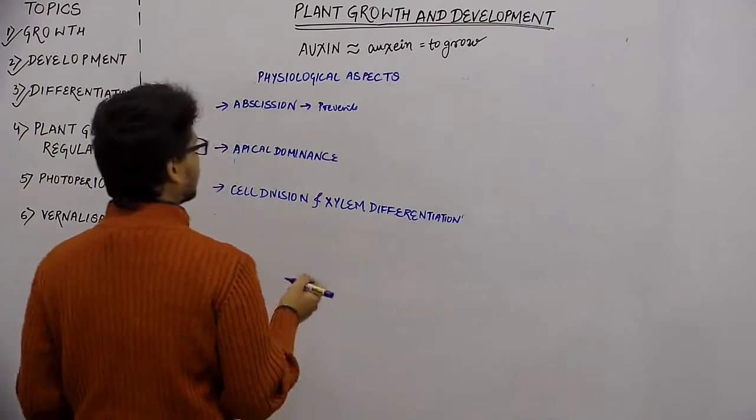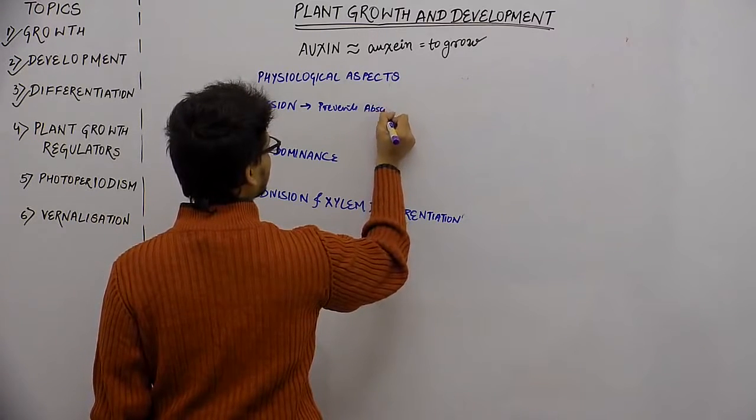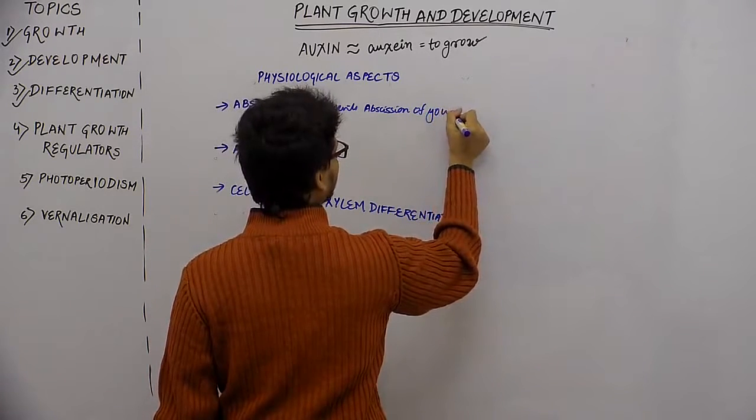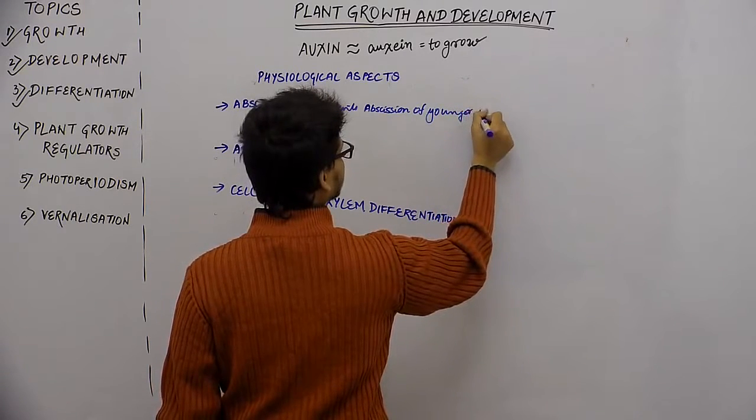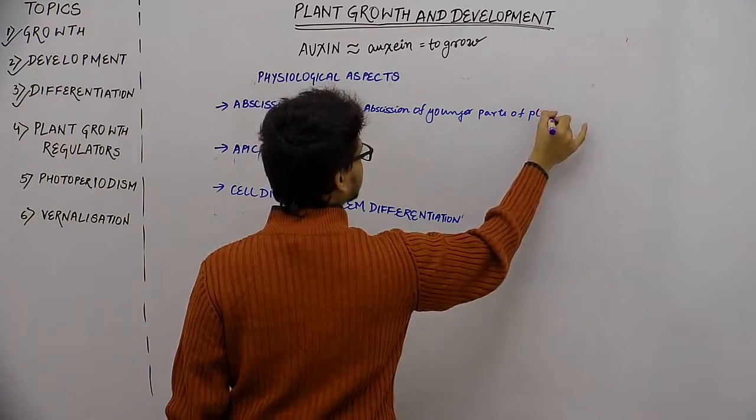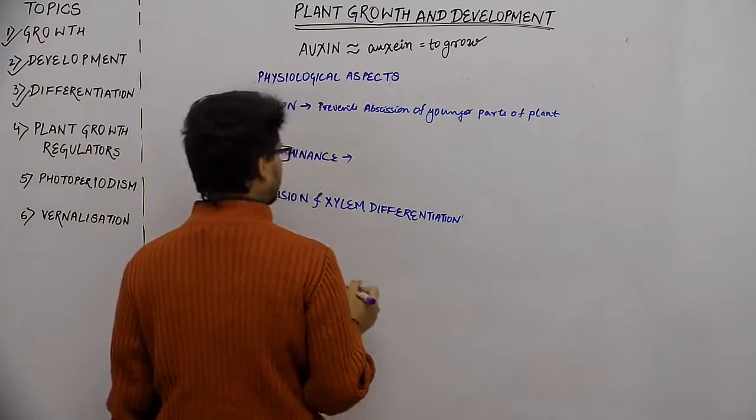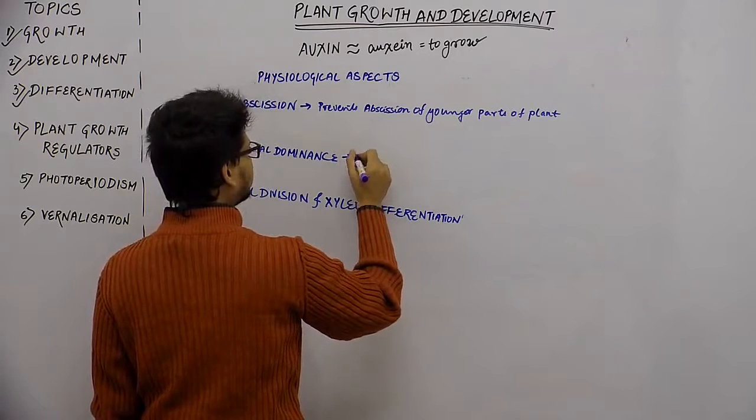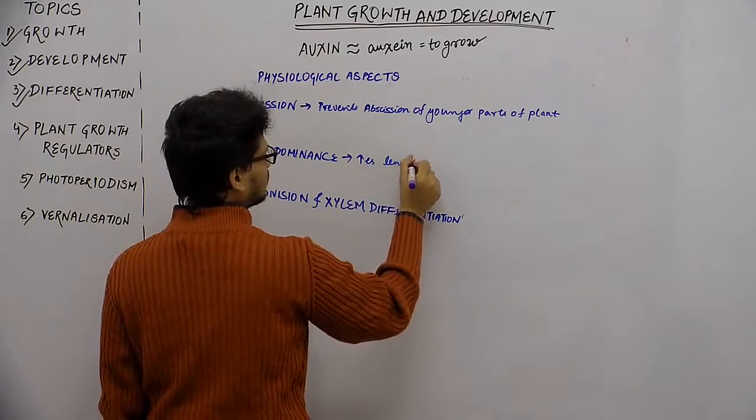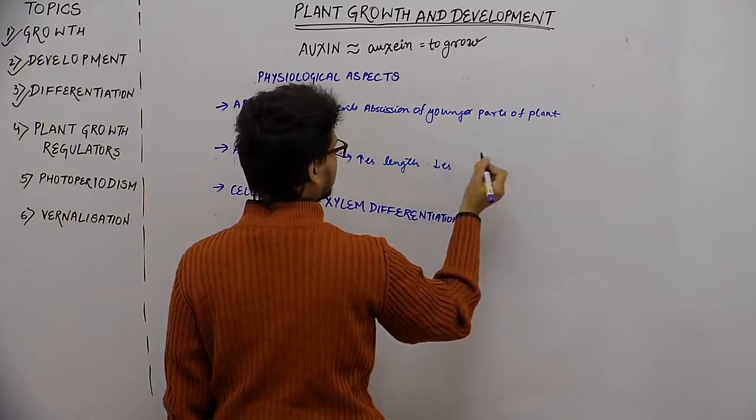So auxin prevents abscission of younger parts of the plant. Apical dominance increases length and decreases lateral growth.